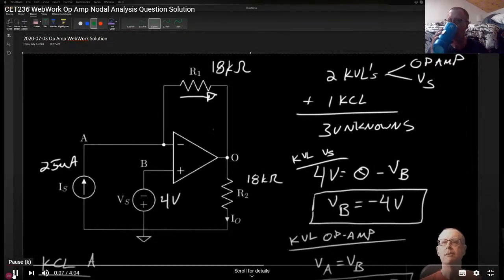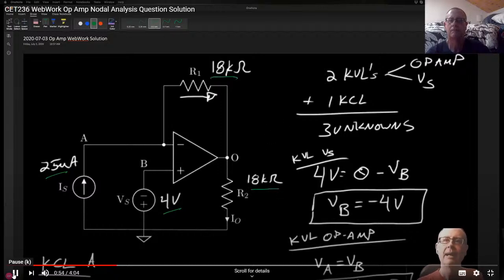there is a problem with the op-amp nodal analysis question in WebWork, and it's to do with the way WebWork is set up. It's a new version of WebWork, and for some reason it doesn't like the way that particular problem was set up. So I'm just going to forget about that as far as a grade is concerned. So I'll just grade homework 5, nodal analysis, on the other questions, not on the last question with the op-amp. But I thought I'd show you how to do it anyway, right? And it should be pretty straightforward. And in my version, there was a 25 microamp IS, a 4 volt VS, and then the two resistors were both 18 kilo ohms.